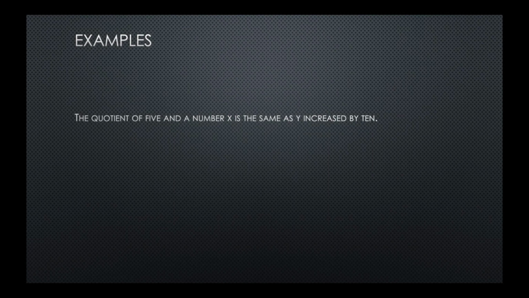So our first example, we're going to take an English sentence and we're going to translate it into an algebraic equation. So as you're going through, you want to pay attention to keywords. So the first one would be quotient. If you remember from just a second ago, quotient means divide. So the quotient of 5 and a number x, that occurs in the order that you see them. So it would be 5 divided by x, is the same as means equals, and then increased by means plus. So in algebra, this would look like 5 divided by x is equal to y plus 10.